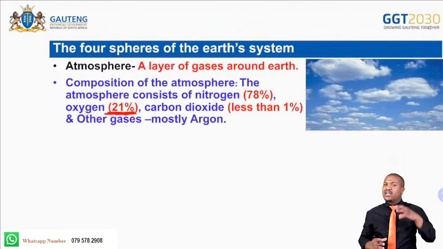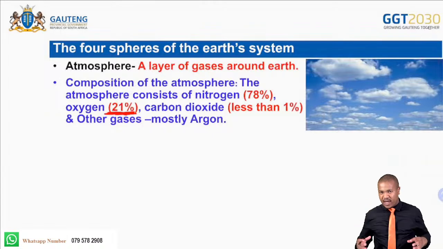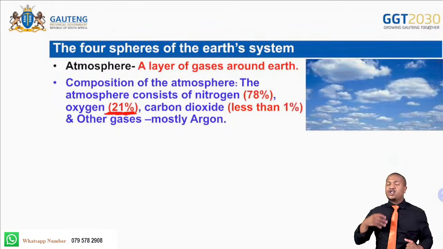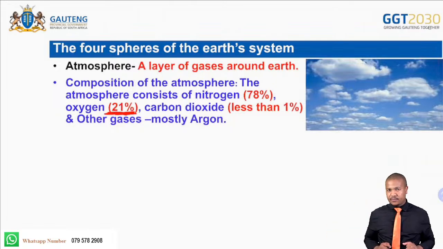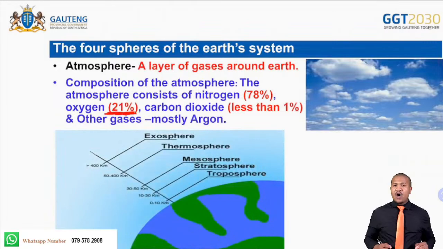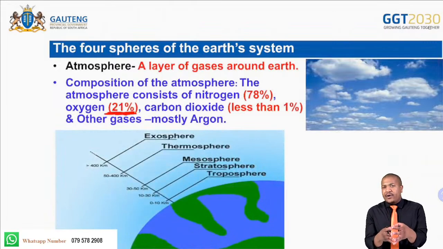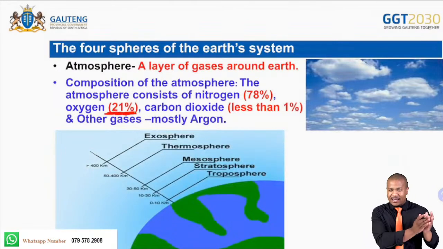Remember, we cannot live without the other sphere. Also, the atmosphere is important to us, because that's where we get our oxygen. That's where the plants get their carbon dioxide to photosynthesize. That's where we get other gases as well that we need to sustain life. So now, the atmosphere is made up of different parts.